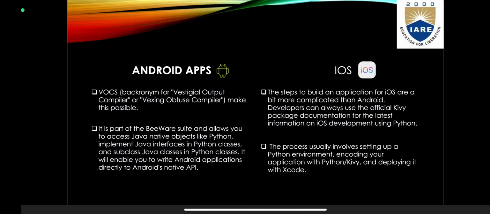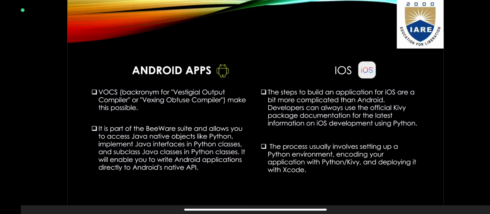For the iOS app, the steps to build an application for iOS are a bit more complicated than Android. Developers can always use the official Kivy package documentation for the latest information on iOS development using Python. For Android apps, it is part of the BeeWare suite and allows you to access Java native objects like Python, implement Java interfaces in Python process and subclass any Java class. It will enable you to write mobile application directly to Android's native API.